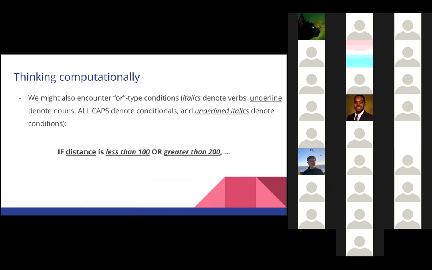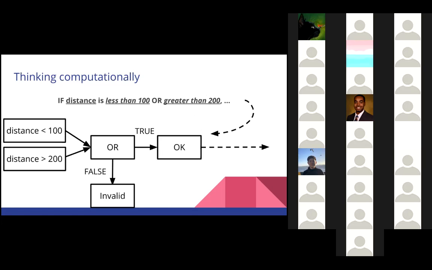So we might also encounter OR type conditions, such that, for example, if distance is less than 100 or greater than 200, in which case we denote that in our conceptual model as inputting those conditions into the OR gate, which again, if it's false, returns invalid. If it's true, it returns okay.